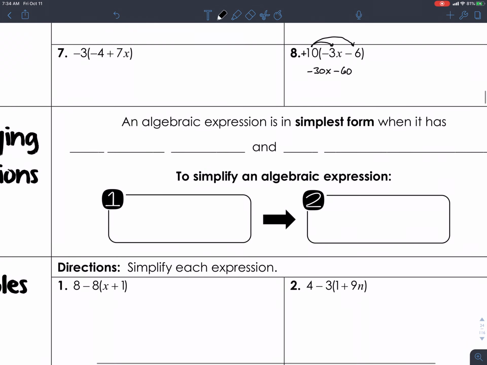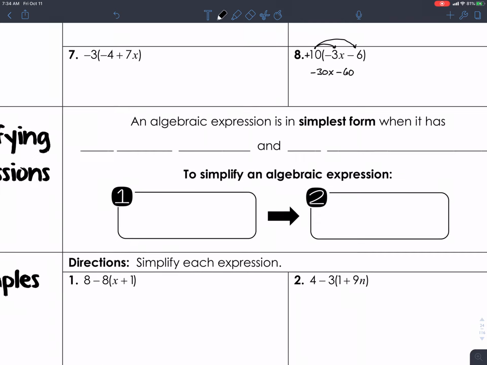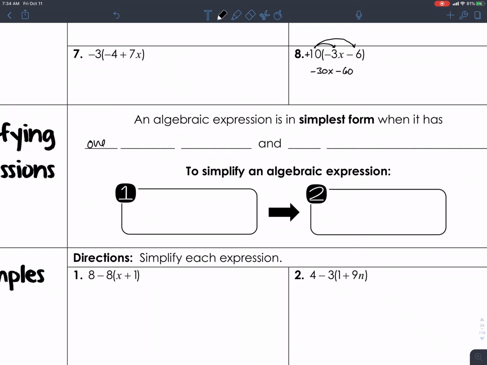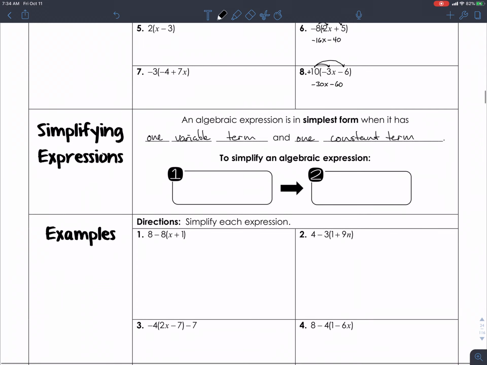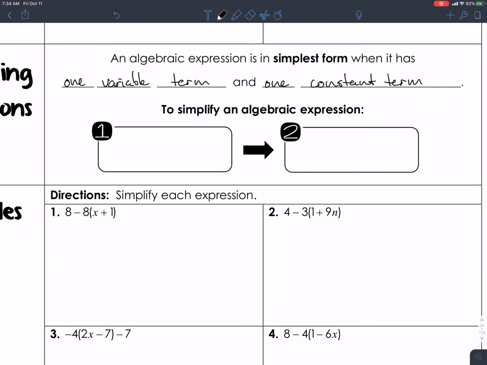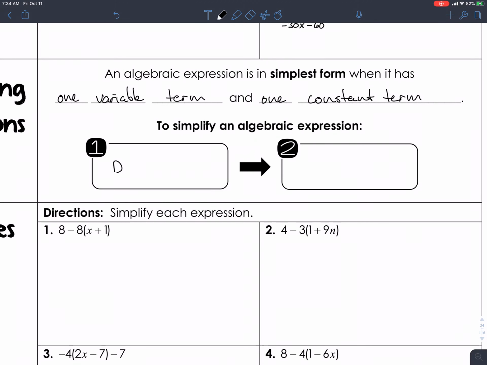An algebraic expression is in its simplest form when it has one variable term and one constant term. Okay, so to simplify an algebraic expression, today it's going to be distribute, if possible, and then combine like terms.